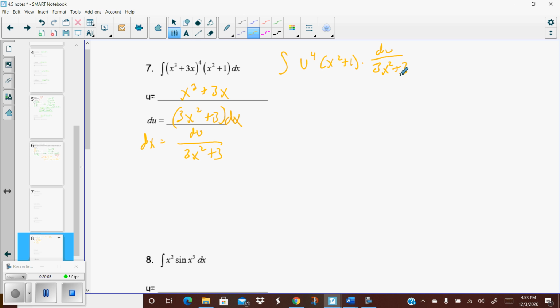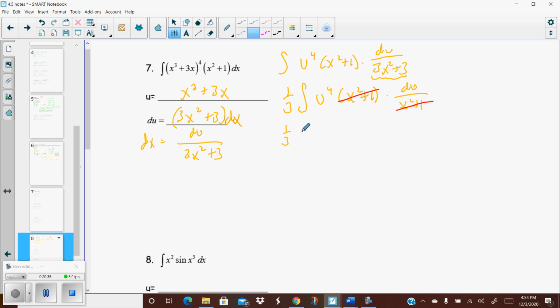And you might initially look at that and say, wait a minute, those are not the same thing. That's not going to cancel out. It will actually cancel out because I can factor a 3 out of that denominator and bring that out to the front. So that'll be 1/3 of the integral of u to the 4th x squared plus 1 times, now it's going to be du over, factoring that 3 out, x squared plus 1. So again, sometimes you have to do a little extra algebra to simplify these things.